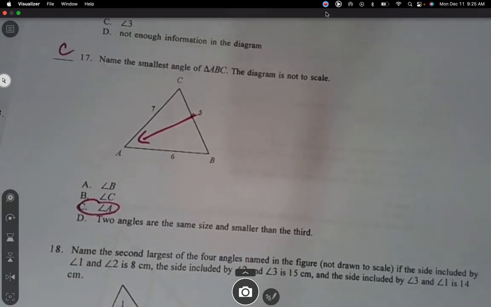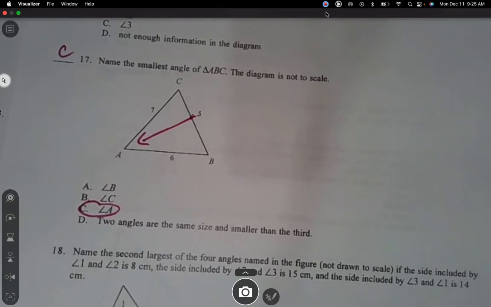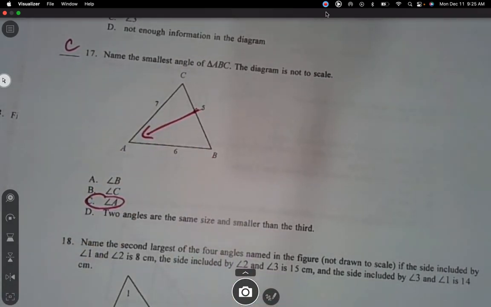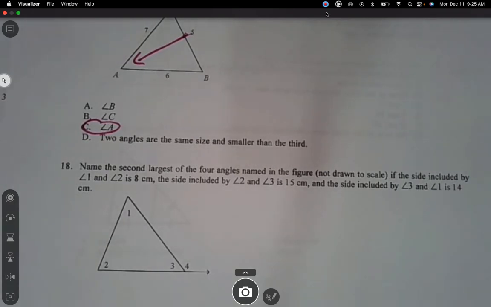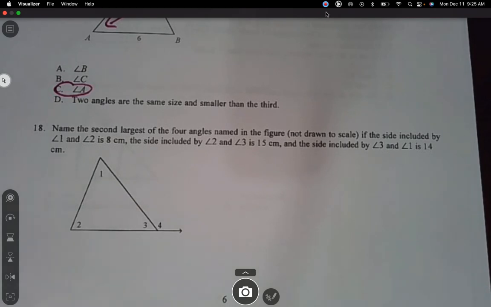All right. So what would be your biggest angle, if it asked that? B would be the biggest angle. Because what's the biggest number? 7, and it's across from B. Okay? Oh, and you were saying what answer choice it was. Yeah. All right. Number 18, they try to confuse you.